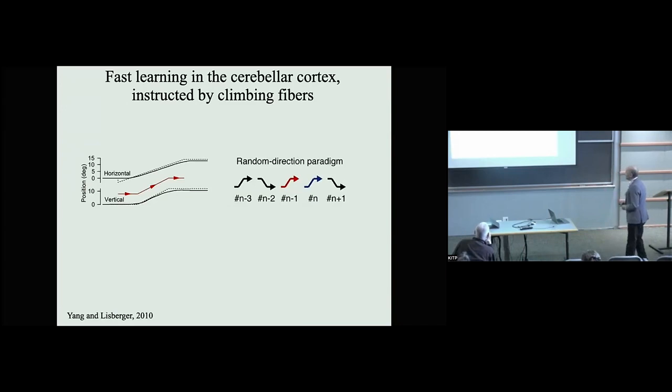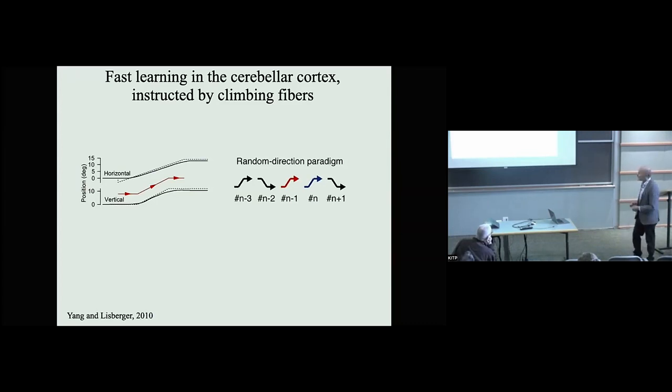This is an experiment that Yin Yang did, inspired by a discovery that Javier Medina made of fast learning instructed by climbing fibers. And in this experiment, the learning paradigm is different. We're not presenting the same stimulus over and over and inducing intermediate term or long term learning. We are presenting learning stimuli that are in random directions. So the target always starts to the right, and then on some trials, the instruction is upward. On some trials, the instruction is downward, and these are randomly interleaved.